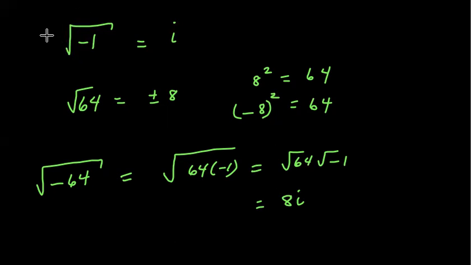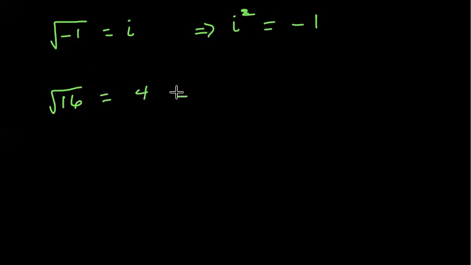Okay. So if the square root of negative 1 is equal to i, it then tells us that i squared is equal to negative 1. Of course it does, because if I have 16 and I square root that and I get 4, then that tells me that 4 squared gives me 16. Interesting, right? So let's use that information to figure out some more things.